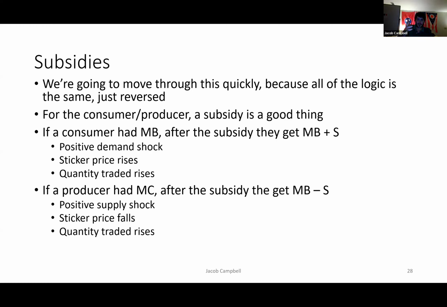Now, we're going to move through this quickly because all of the logic is the same. It's just reversed. So, for the consumer or producer, a subsidy is going to be a good thing. You're getting paid instead of having to pay. So, if a consumer has a certain level of marginal benefits before the subsidy, then after the subsidy, they're going to get more. They get whatever benefits they had before, plus the subsidy. Now, when benefits rise, that triggers a positive demand shock, right? Which raises the quantity traded and raises the sticker price.